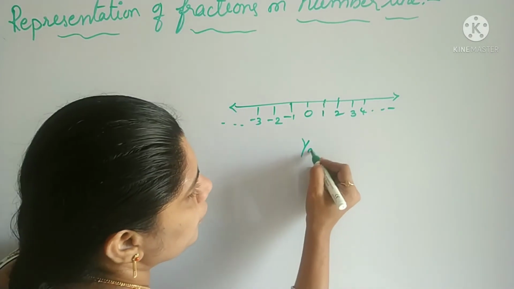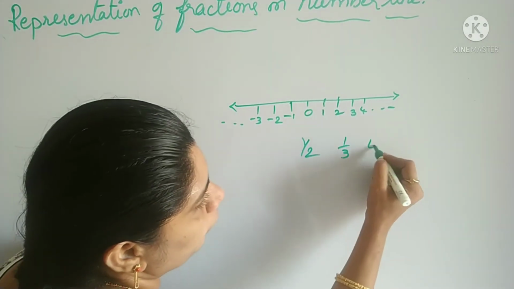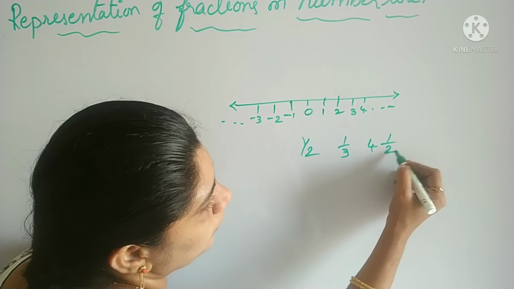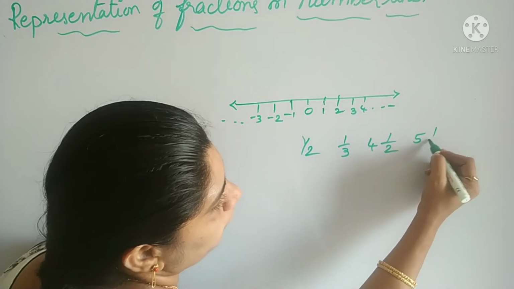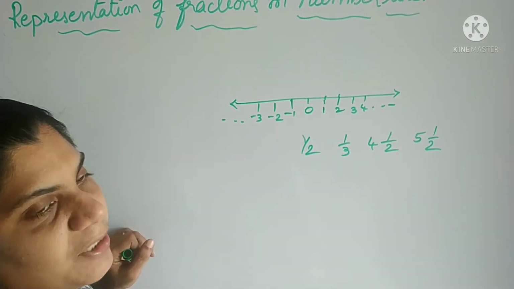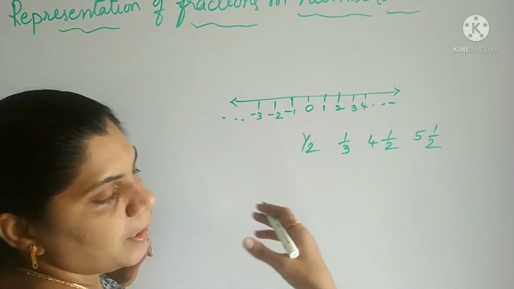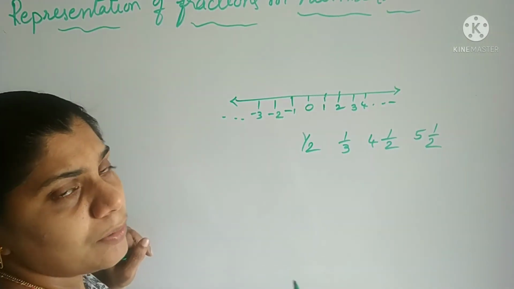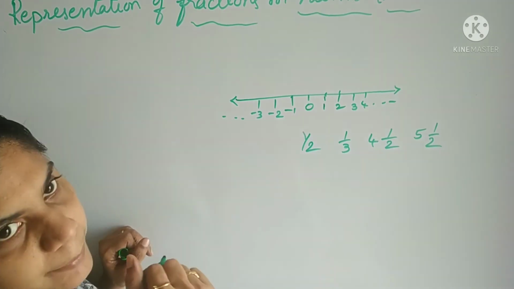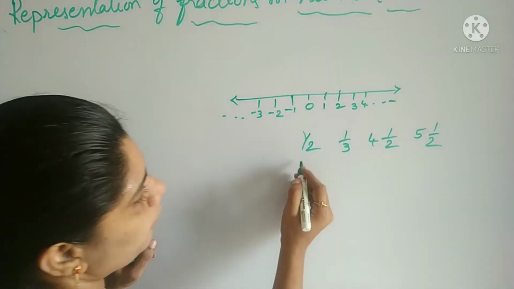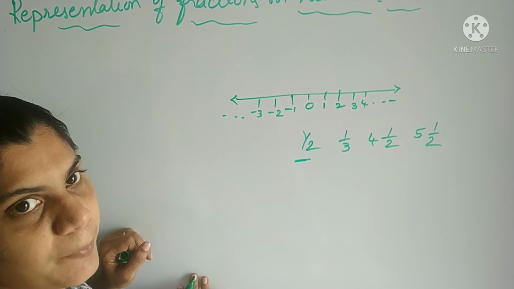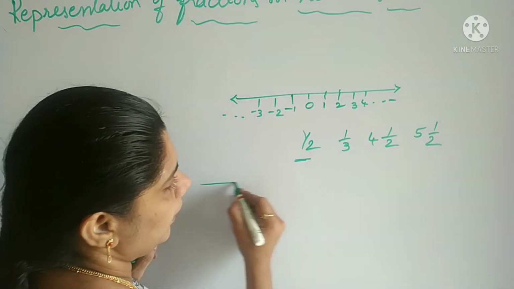But what about 1 by 2, 1 by 3, 4 1 by 2 and 5 1 by 2 like that? If you have any fractions like this, mixed fractions or maybe improper fractions, any fractions you have, how can you represent that on the number line? See, suppose I take 1 by 2, how to represent this? So take a number line.